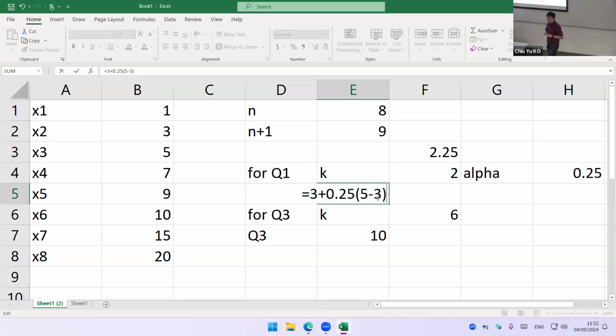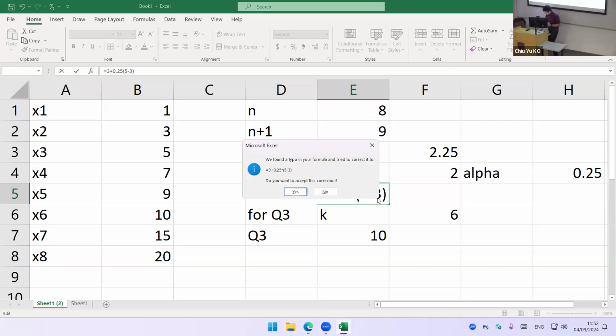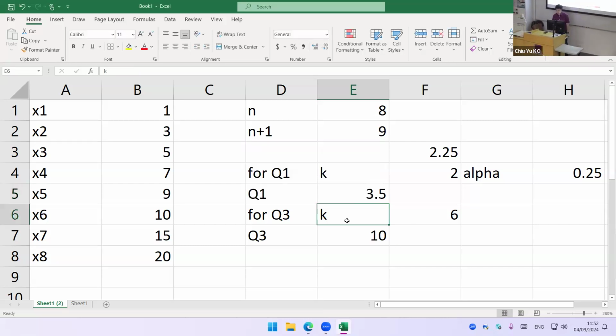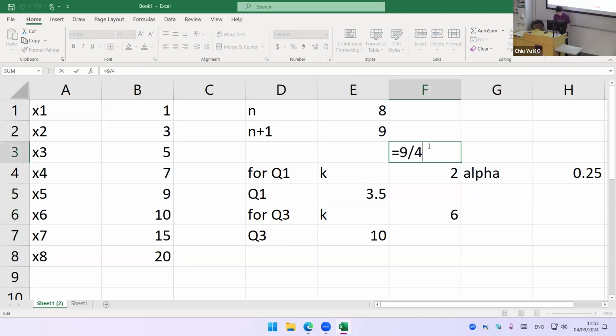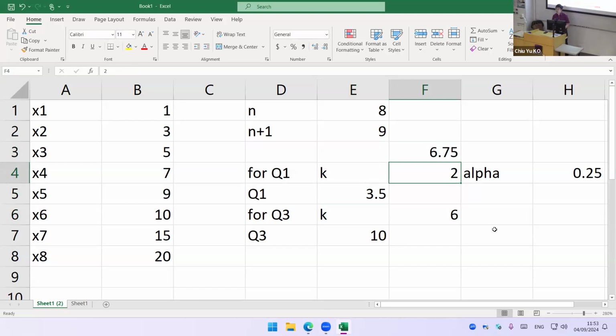It's just x2, plus the decimal of the distance to the next one. Between x2 and x3 you have 2.25, right? So you want x2 plus a quarter of the distance between x2 and x3. If the decimal part is 0, it's just x2. Okay? So that's how you get this number. And for Q3, you have to take 3 times a quarter of that, so it's 0.75. So this alpha is 0.75.